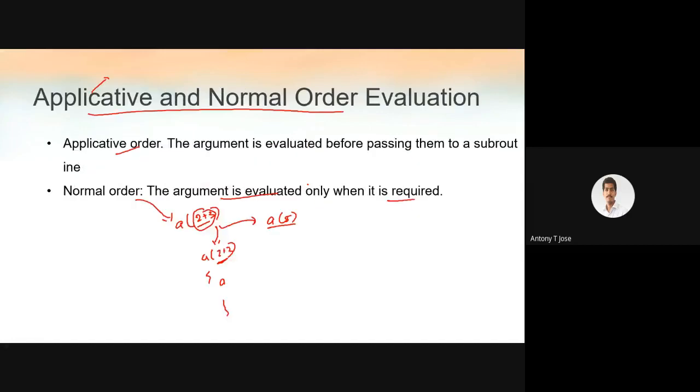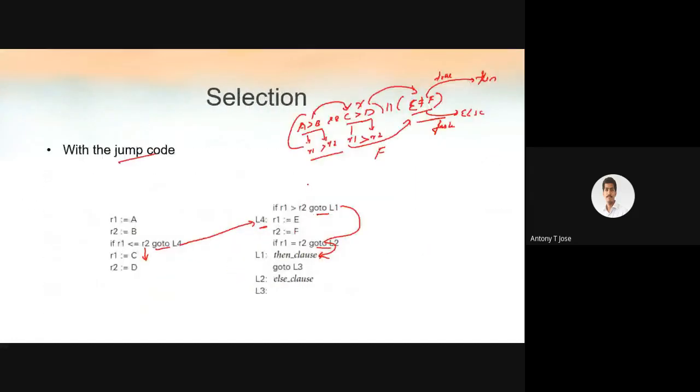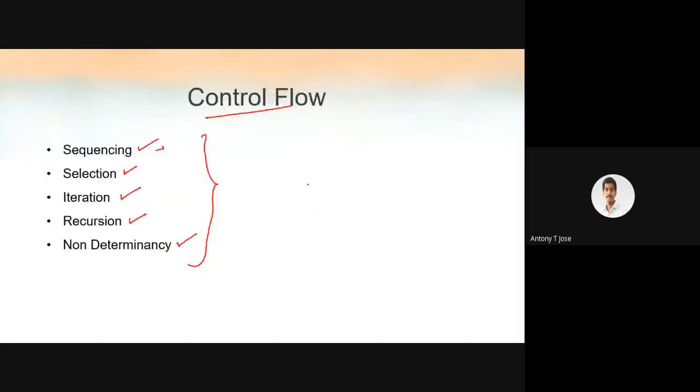So we have already discussed all the control flow sequences. First one is sequencing, second is selection, third is iteration, fourth is recursion, and the fifth is non-determinacy. Hope you understood, and all these portions will be there in the materials.